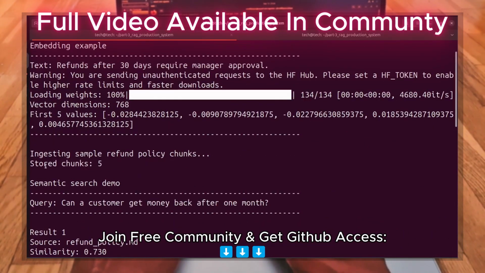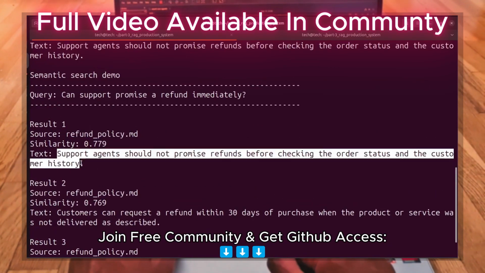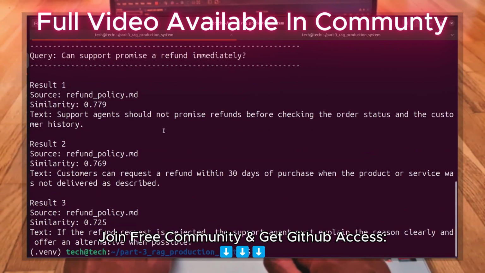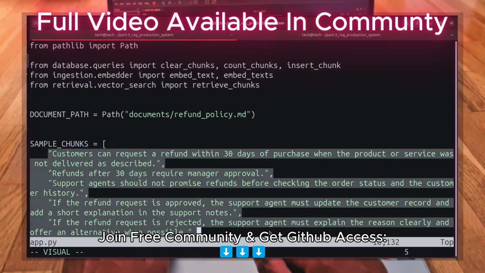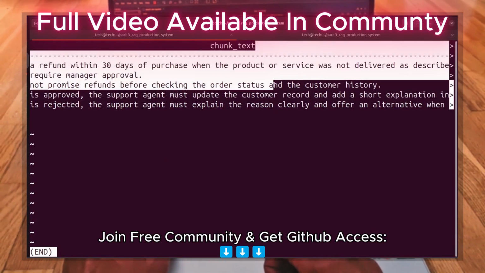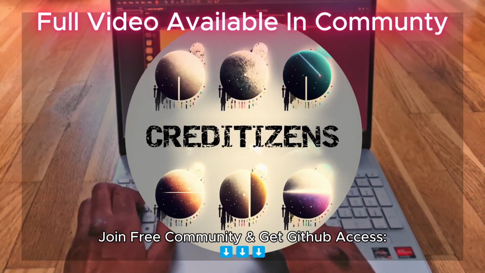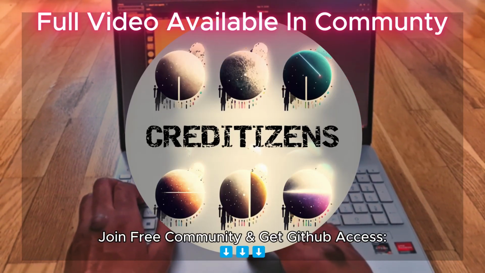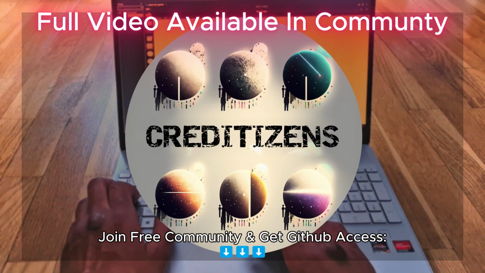In the previous video, we made the database searchable by meaning. We created embeddings, stored them in pgvector, and retrieved similar chunks. But the system was still not realistic. The chunks were manually written. Today, we turn this into a real retrieval engine. We'll build a real retrieval engine for RAG.